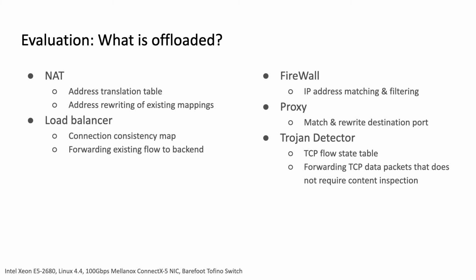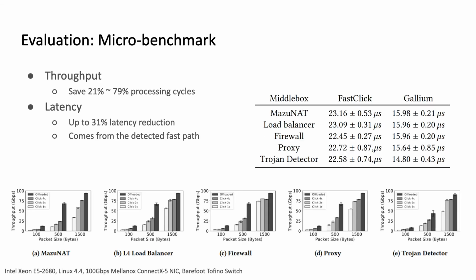To understand the performance benefits provided by Gallium's offloading, we will now use several macro benchmarks to measure both the throughput and latency of both the offloaded version and the original version of all the 5 middleboxes. During this process, we find that to achieve the same throughput, the offloaded version is able to save from 21 to 79% of CPU processing cycles. In terms of latency, we find that the offloaded version can reduce latencies by up to 31%. We find that all of these performance benefits came from the fact that Gallium is able to detect a fast path in the offloaded version. Therefore, the packets can directly be processed by the programmable switch.